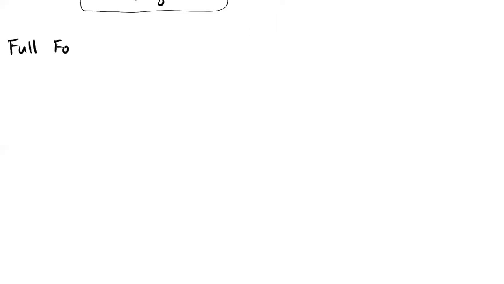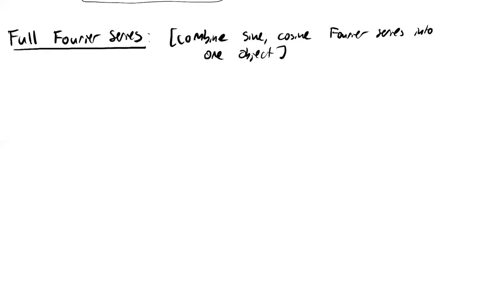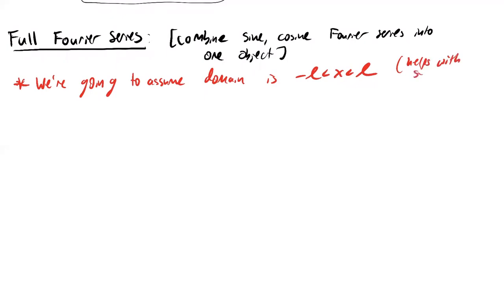So we're going to talk about a full Fourier series. This is really exactly what it sounds like. We're going to combine the sine and cosine Fourier series into one object, right? It's a bit of a jump, but it'll become clear why we're doing this as our study of Fourier series progresses. We're going to change the domain a little bit for the functions. We're going to assume that instead of x bigger than zero, x is bigger than minus L and less than positive L. Unlike from before, this is going to help with symmetry, which makes some calculations easier.